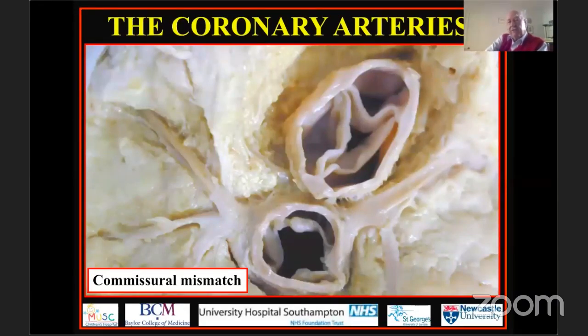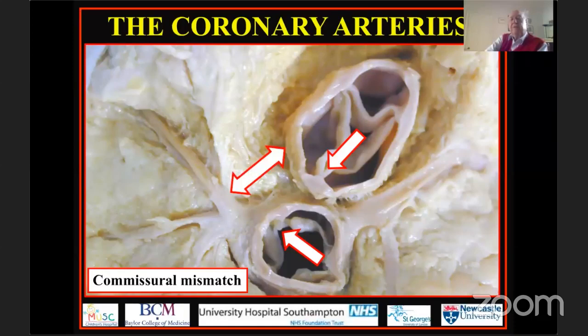And here is that other feature that relates to the coronary arteries, and this is commissural mismatch. Now, usually the commissures between the adjacent leaflets of the two arterial trunks face each other. But when you look down from above, in this particular case, there is the pulmonary trunk, and you see that there is now mismatch between the commissure of the adjacent leaflets of the pulmonary trunk and the commissure of the adjacent leaflets of the aorta.